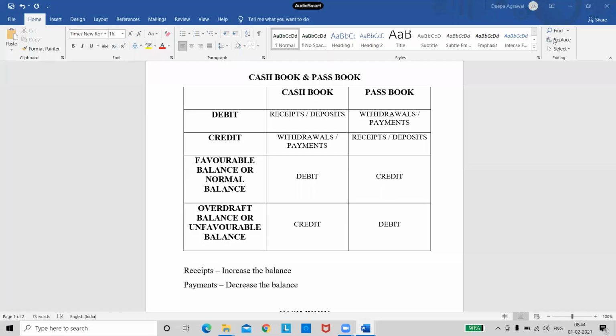So today we are going to see the process of maintaining the bank reconciliation statement. In short, we call it BRS. To prepare the statement, first we need to remember this table properly.